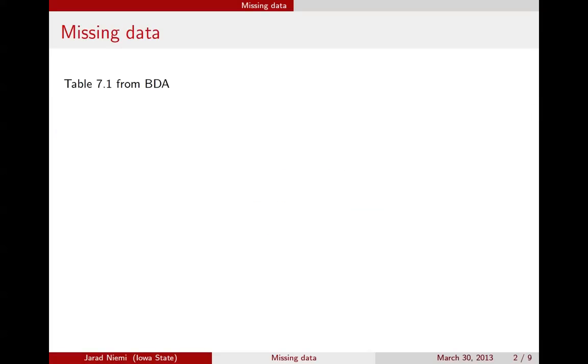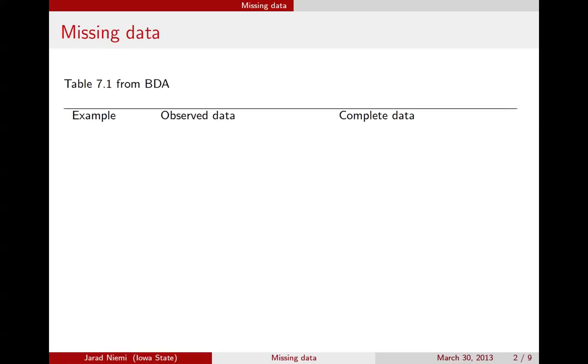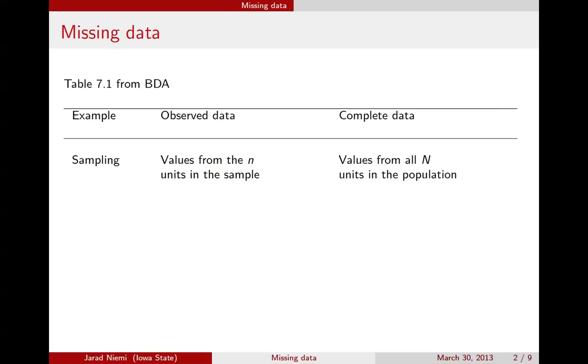Okay, so the main start from this is to think about missing data differently in different contexts. So from table 7.1 in Bayesian data analysis, we can think about observed data and complete data in a number of different scenarios. The first scenario being in survey sampling, where you have a total of capital N units in the entire population. That would be your complete data if you observed all of those units, but you typically don't. You observe some sample of those units, and we'll call that lowercase n. So your observed data here is that sample, and your complete data is the whole population.